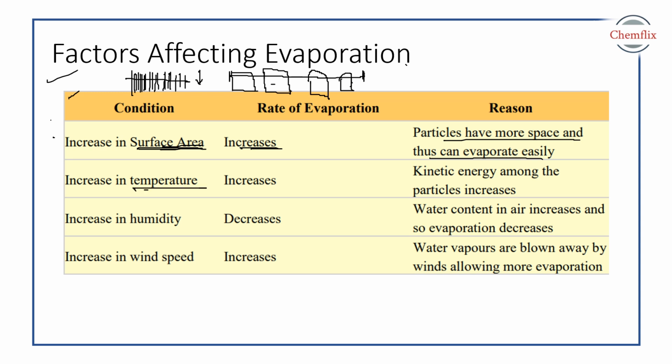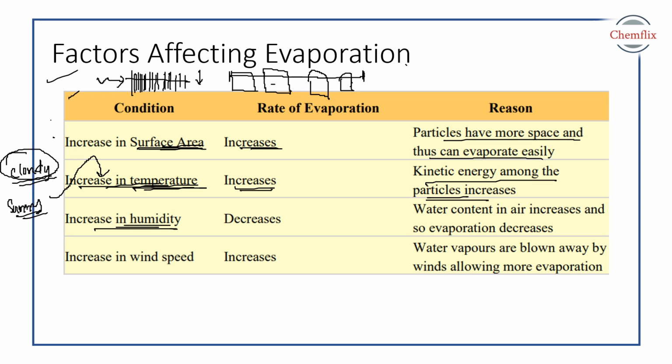Now increase in temperature. You're going to dry your clothes on a sunny day, and you are going to dry your clothes on a rainy day. Okay, so what happens here? On a cloudy day or a rainy day, the rate of evaporation is very less. And on a sunny day, the rate of evaporation is high, right? Sunny day means temperature is more. So increase in temperature increases the evaporation. Why? Kinetic energy among the particles increases. Similarly, increase in humidity.